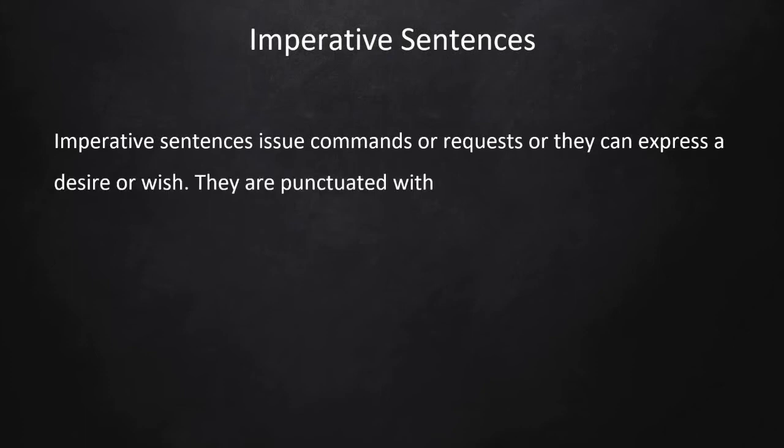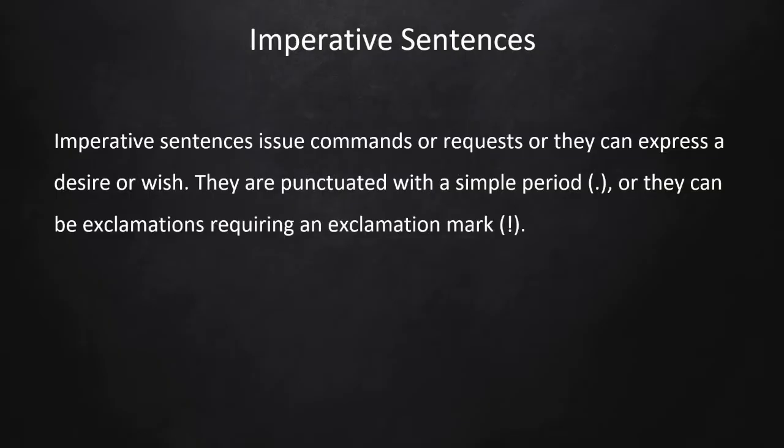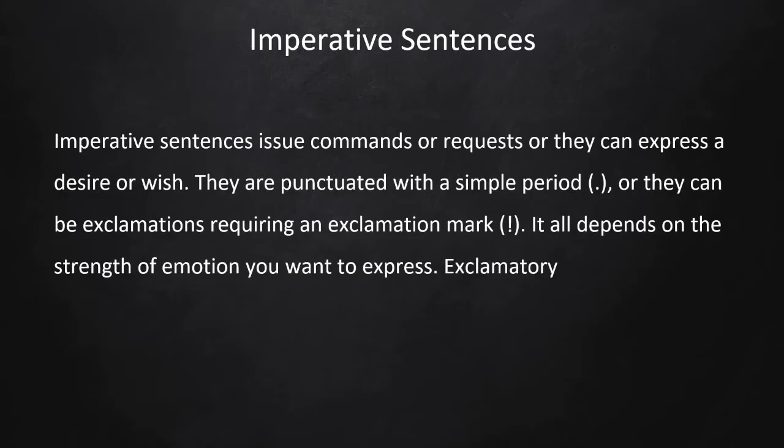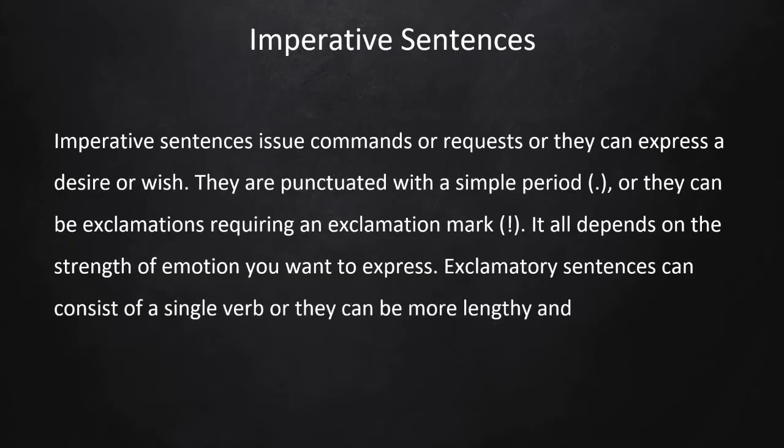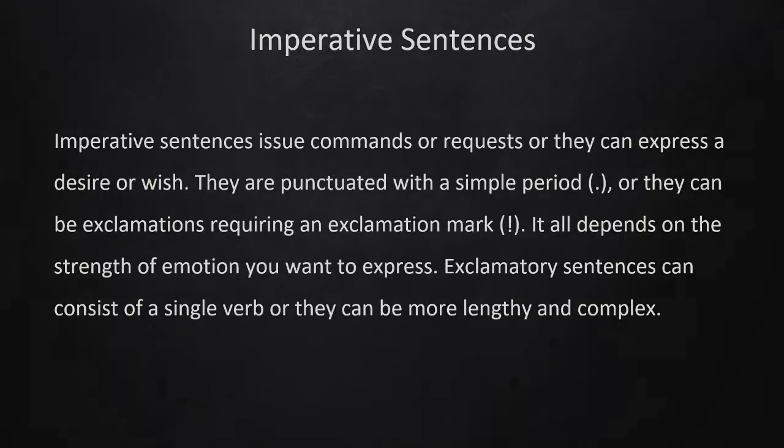Imperative sentences issue commands, or requests, or they can express a desire or wish. They are punctuated with a simple period, or they can be exclamations requiring an exclamation mark. It all depends on the strength of emotion you want to express. Imperative sentences can consist of a single verb, or they can be more lengthy and complex.